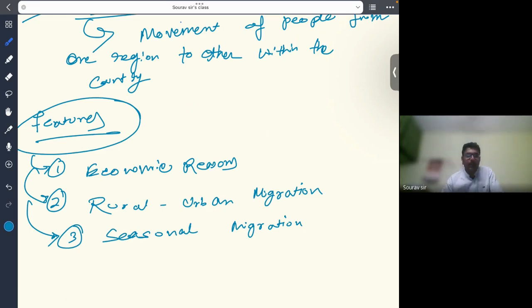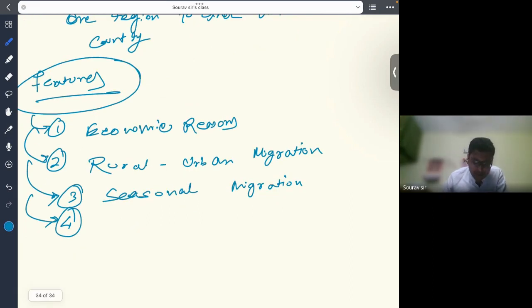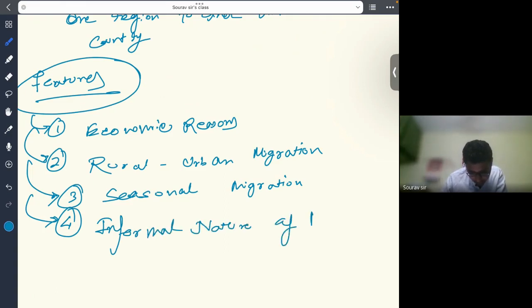Another part is the informal nature of migration. Internal migration in India is often informal and unorganized, which makes it difficult to track the movement of people and provide them with adequate social protection.